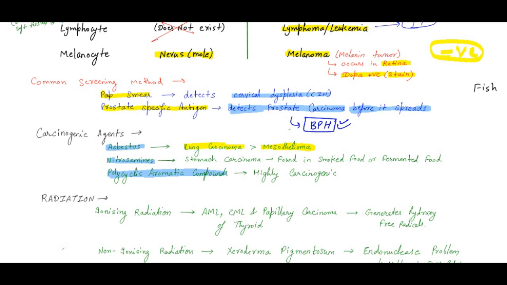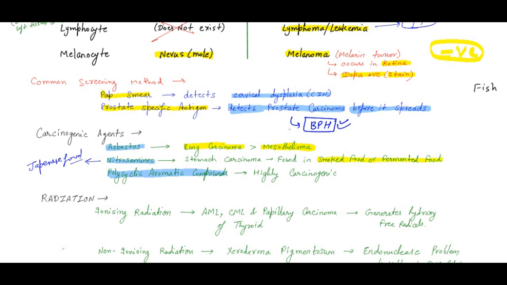Then about the nitrosamines. Always remember the keyword for nitrosamines: Japanese food. Japanese food has a larger amount of nitrosamines, which leads to stomach carcinoma. And as I already told, it is present in smoked pork and fermented food.